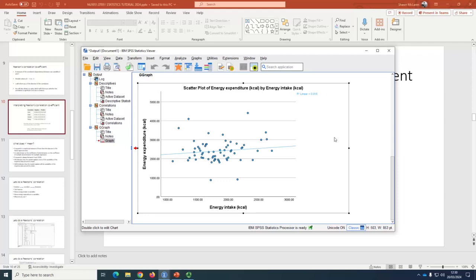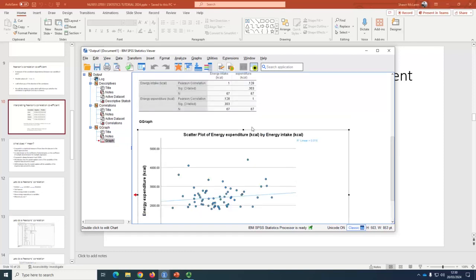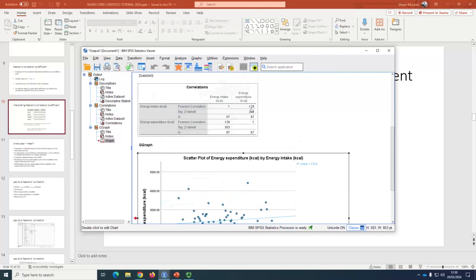Can you say again where you see the R value? Top right. That's R square, I'll tell you about that in a moment. Our R value is here, 0.128. That's pretty close to 0. It's closer to 0 than it is to 1. So it sort of says there's no relationship. Is that from the Pearson correlation table? Yes, it's the Pearson.